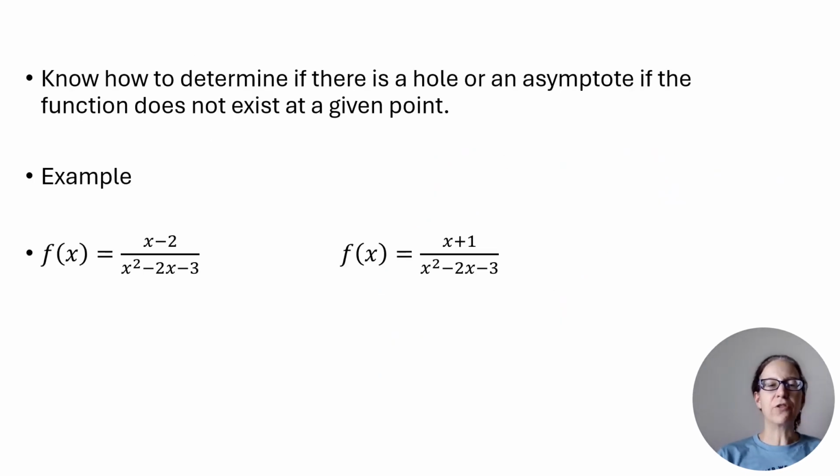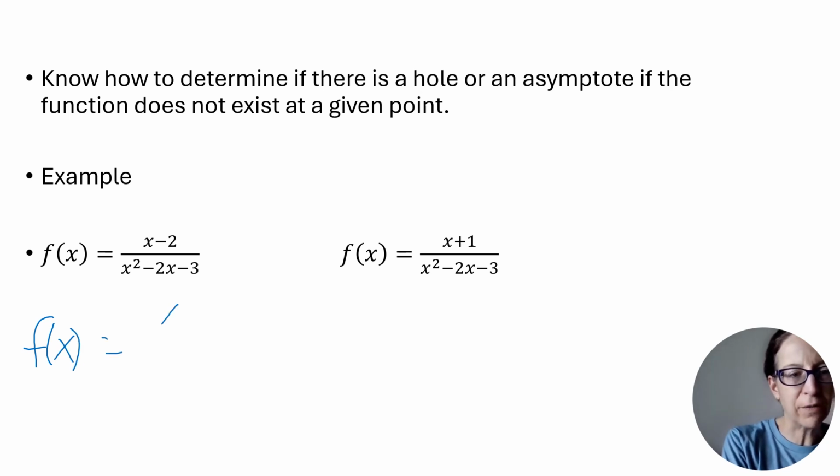Now, I think this is an interesting one. We didn't spend a lot of time talking about this, but it is something that you might see. So know how to determine if there is a hole or an asymptote if the function does not exist at a given point. We know that rational functions have these breaks in them, and we've seen that with a lot of the graphs. You got something going on over here, and then a break, and then something going on, and then a break, and then something going on. So how do you determine what exactly is going on?